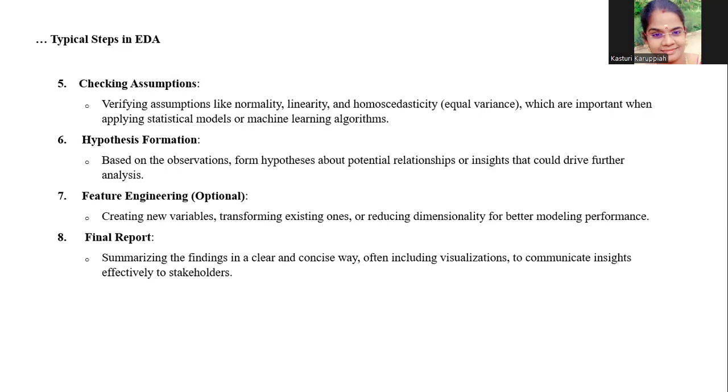How do you verify the assumption? Using hypothesis testing. Before that, we should form the hypothesis. Based on the observations, we should form hypotheses about potential relationships or insights that could drive further analysis. After that, we'll go for feature engineering. Either we will create new variables, remove some variables, or decompose some variables into many variables. And at last comes the final report, summarizing the findings in a clear and concise way, often including visualizations to communicate insights effectively to the stakeholders.